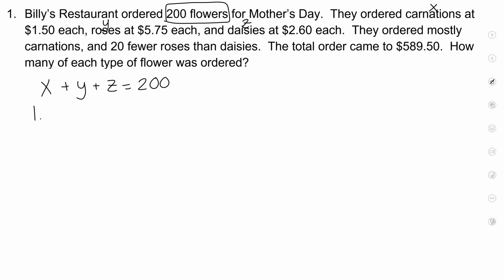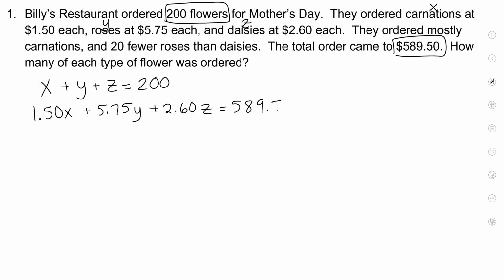Your next equation, I'm going to do money. It was $1.50 for each carnation, $5.75 for each rose, and $2.60 for each daisy. And the total order was $589.50. That's your second equation. Your next equation, they ordered mostly carnations and 20 fewer roses than daisies.